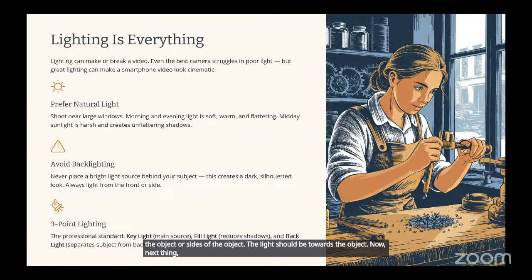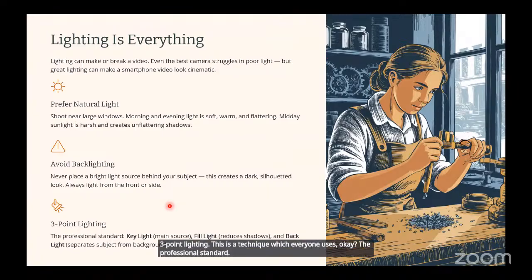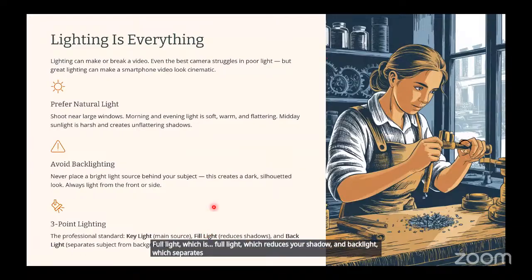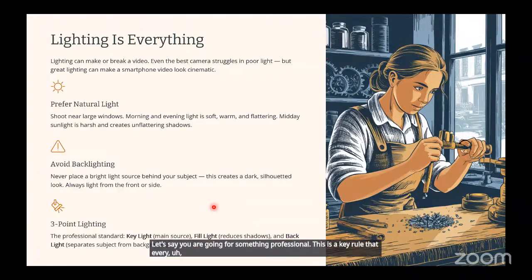Now, next thing, 3-point lighting. This is a technique which everyone uses. The professional standard: key light, which is the main source; fill light, which reduces your shadow; and backlight, which separates the subject from the background. Let's say you are going for something professional. This is a key rule that every video shoot you need to keep in mind.